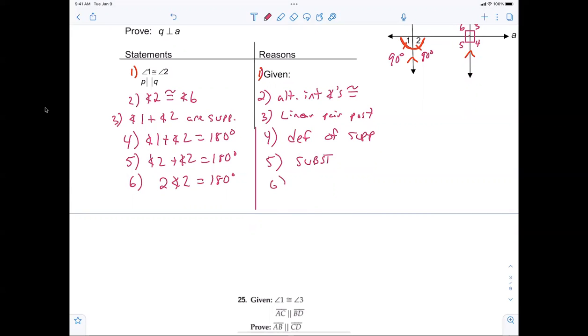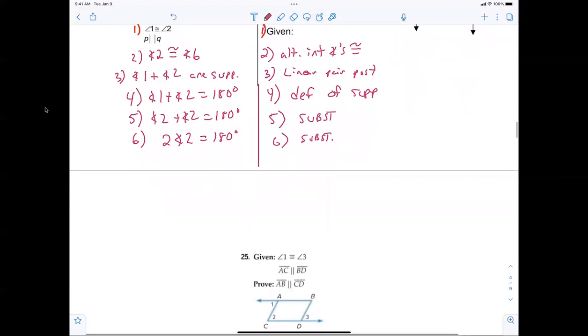Some geometry books want you to say that's simplifying. Some want you to say that's also a substitution. Does everybody agree with that? Angle 2 plus angle 2 is equal to 2 angle 2's. Those are equivalent things, so we're substituting. Is everybody good? So now, what do we have? Come on, someone else, jump in. 2 times the measure of angle 2 equals 180.